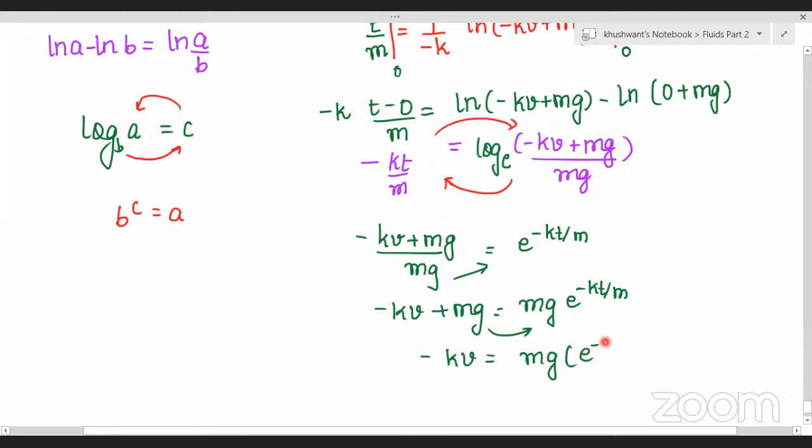So we can take mg common, right? We take out mg common, so now we'll get this. Can we take minus common from both sides and multiply minus on the other side? Can we do this? Yes, sir. So we'll get kv is equal to mg into 1 minus e to the power minus kt by m.